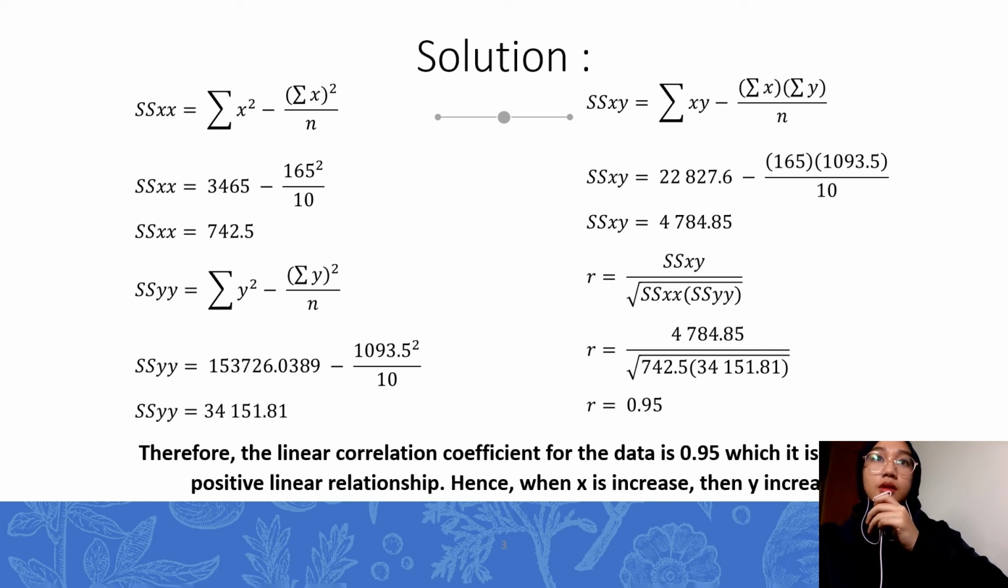After we got each value, just put it in the formula to find the linear correlation coefficient, which is R is equal to SSXY over the square root of SSXX multiplied by SSYY. As you can see here, we only put the values that we have found into the equation, and we can see that R is equal to 0.95. So the linear correlation coefficient for the data is 0.95, which is a strong positive linear relationship. We can conclude that when X increases, then Y will increase.